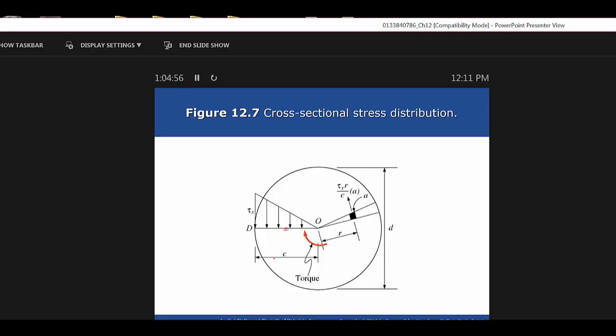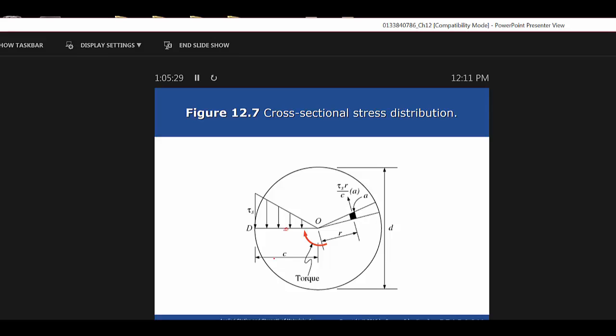Example 12.3. Calculate the maximum shear stress developed in a circular steel shaft when subjected to a torque of 95,000 pounds-inches. Assume the shaft is solid with a 4-inch diameter for the first one. Okay, so we've got the solid shaft. We find the polar moment of inertia. It's pi times 4 raised to the fourth power divided by 32. So we have 25.1 inches to the fourth.